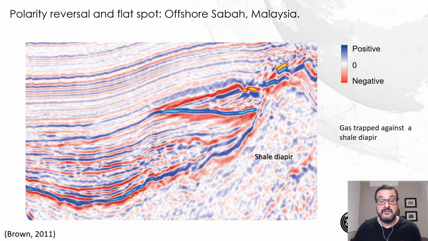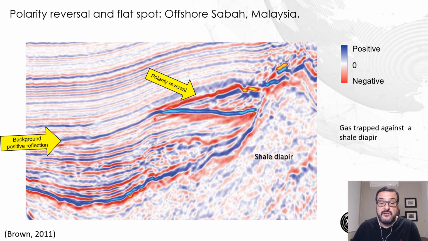Complementing the previous slide, this figure shows a real data example from Malaysia with a beautiful bright spot showing gas trapped against a shale diapir with an interesting polarity reversal. We can see here the background reflection, the phase reversal here, and also a beautiful flat spot here.